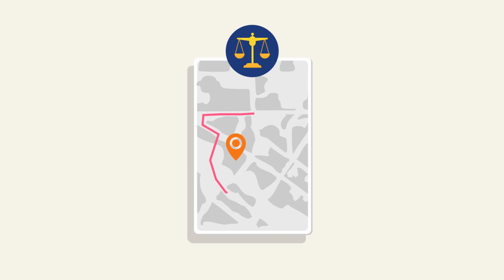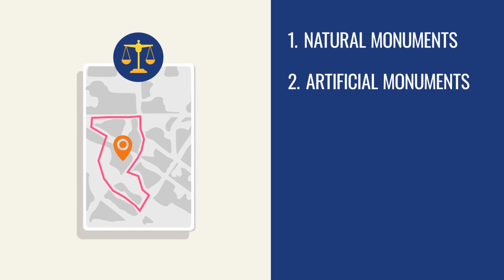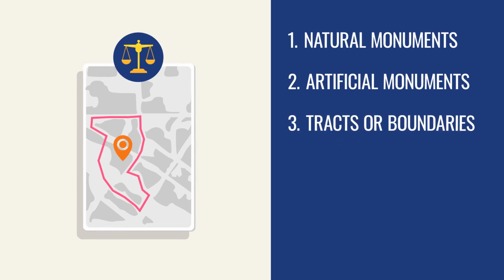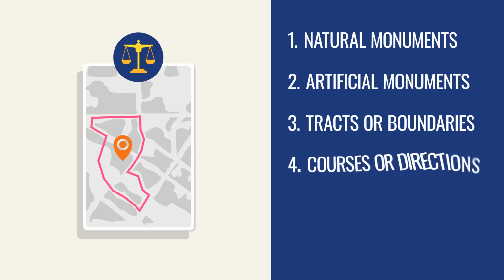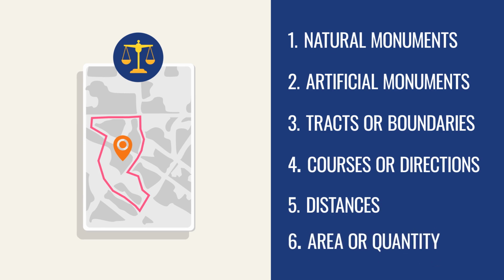Some courts have established a list of priorities to help with inconsistent metes and bounds descriptions. Starting with the most reliable, here's a list of the priorities given to different elements of a description. 1. Natural monuments. 2. Artificial monuments such as roads and marked or surveyed lines. 3. Adjacent tracts or boundaries. 4. Courses or directions. 5. Distances, and 6. Area or quantity.